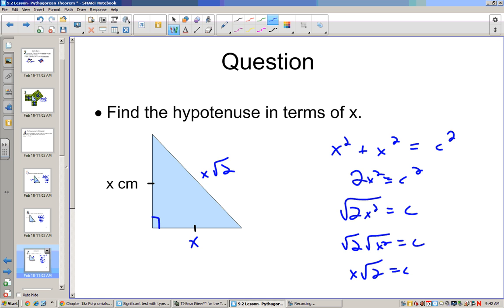Now this is important because if I ever know this side is 7, this side would be 7, this side would be 7 root 2. If I knew this side was 9, I could say this was 9, this was 9, this would be 9 times the square root of 2. This is a type of triangle that comes up every once in a while throughout mathematics. And so if you know the shortcut, it's a lot quicker than using Pythagorean theorem.